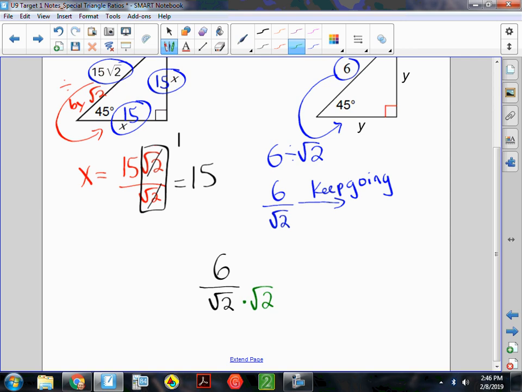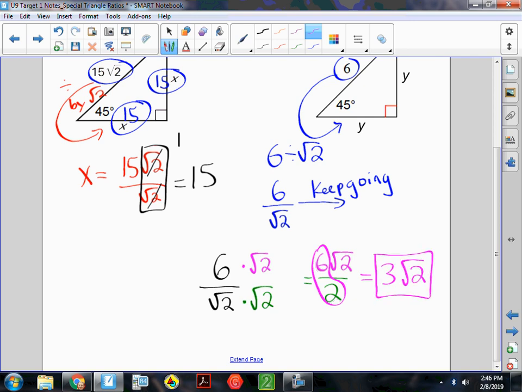Square root of 2 times square root of 2 is going to be square root of 4, which is just the number 2. Now, I can't just multiply the bottom of a fraction by something because that changes the fraction. But if I multiply the top and bottom of the fraction by the same number, I get an equivalent fraction. So technically, my number on top is 6 square root 2. The number on bottom is 2. I can then simplify and say that 6 divided by 2 is the number 3. And so what I have left over is 3 square root 2.